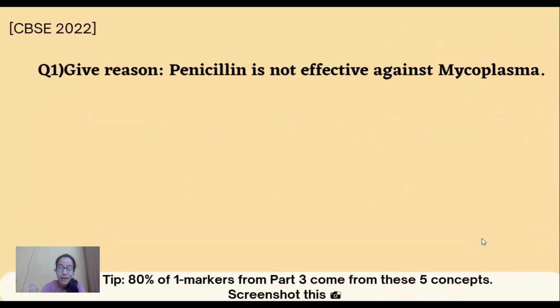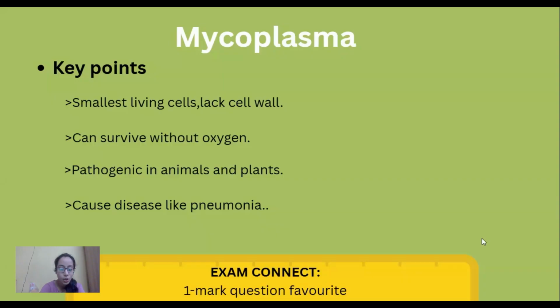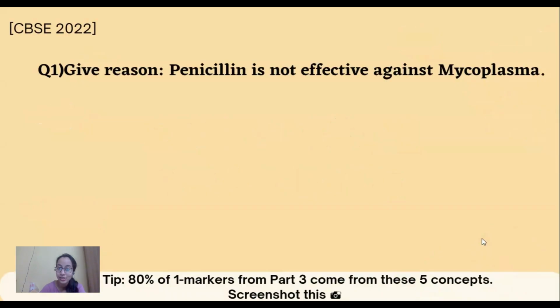Let's look at the mycoplasma with PYQs. PPLO stands for pleuropneumonia-like organisms. 5 points to remember: smallest cell, no cell wall, pleomorphic, can live without oxygen and cause pneumonia. CBSE asked in 2022 the question that I showed you just now.